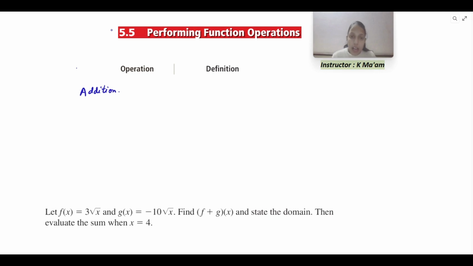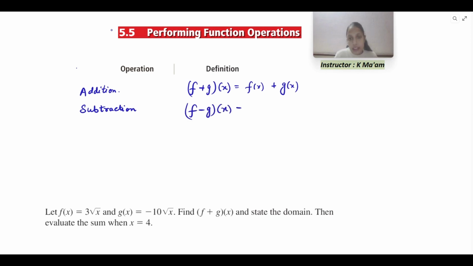First operation I will do is addition. Addition is, if you have two functions f and g, f plus g of x I can rewrite as f of x plus g of x. This is the first operation, addition. In the subtraction, f minus g of x is equal to f of x minus g of x.